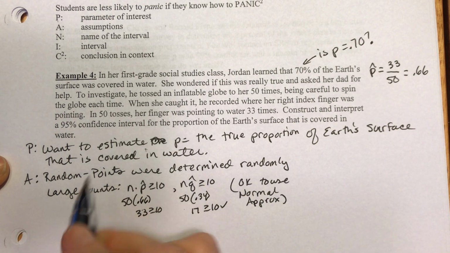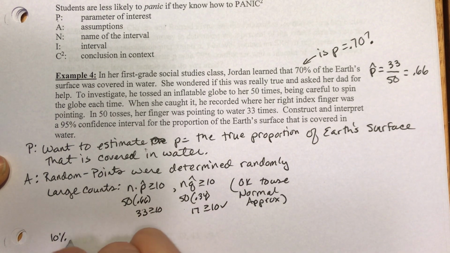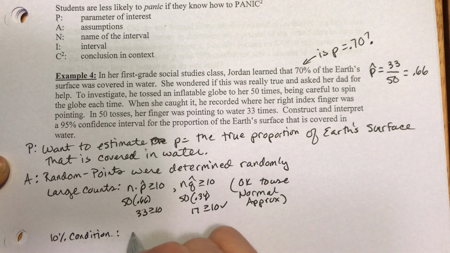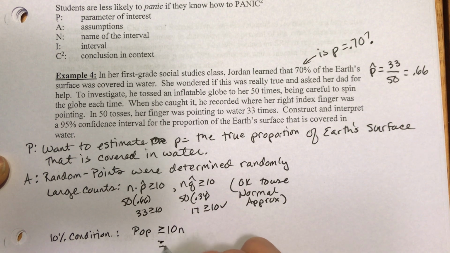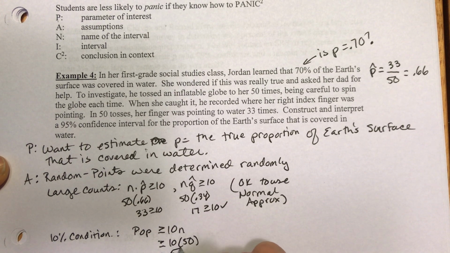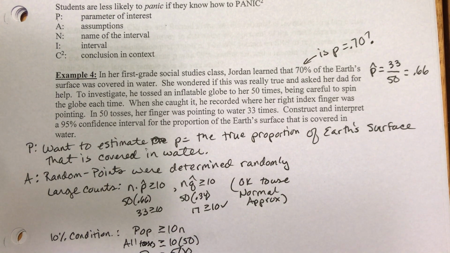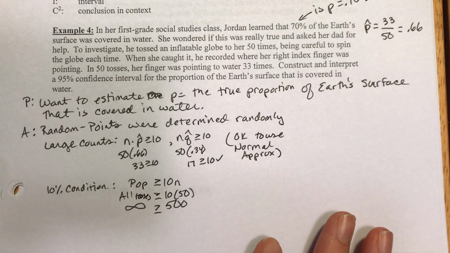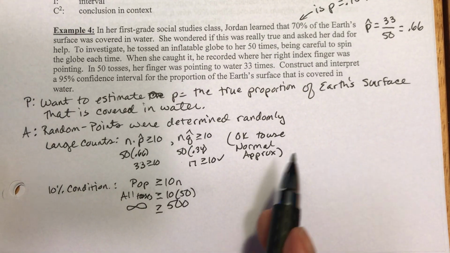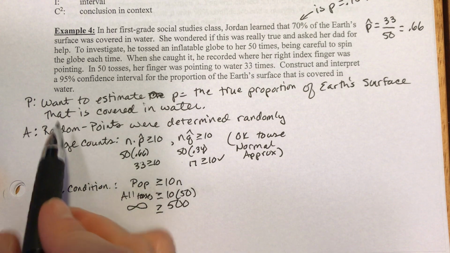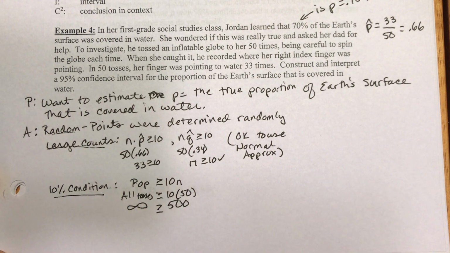Then we need to do our 10% condition. Is our population at least 10 times our sample size? Well, we tossed it 50 times. So is it at least 500? Well, yeah, because this is limitless, right? All tosses is infinite. He could toss this an infinite number of times. So these three pieces, 1, 2, 3, are our assumptions.